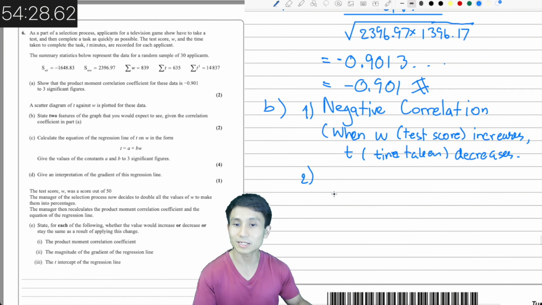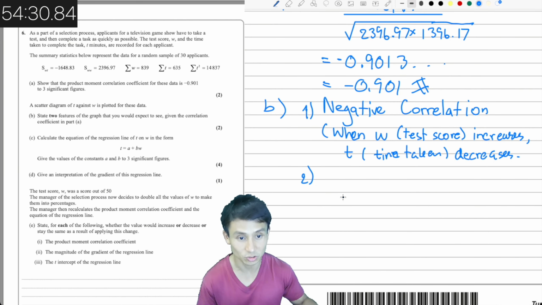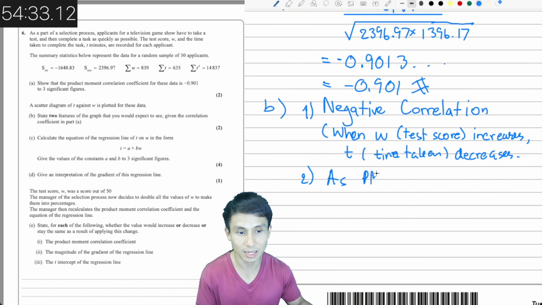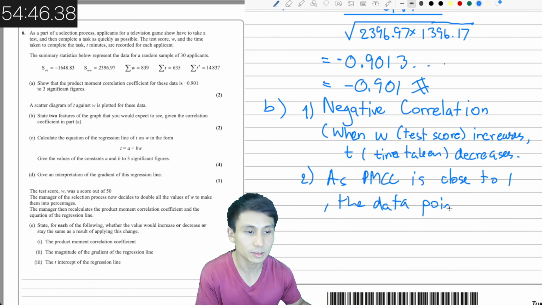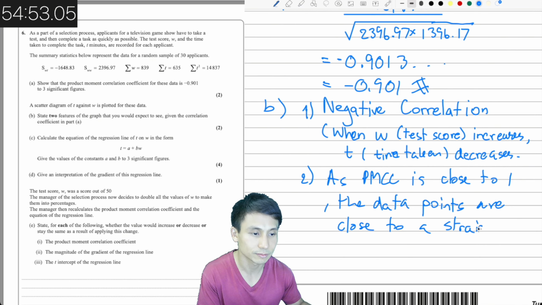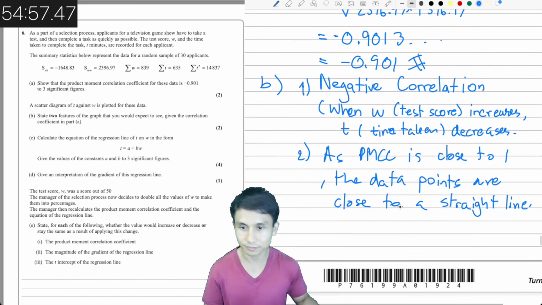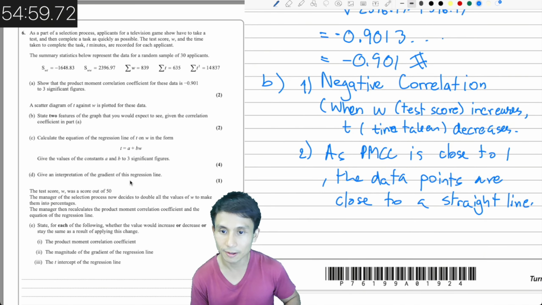The second one is that because the PMCC is close to 1 in magnitude, the scatter, the data points are close to a straight line. That's how you comment. I hope that's fine. Just these two. Okay.